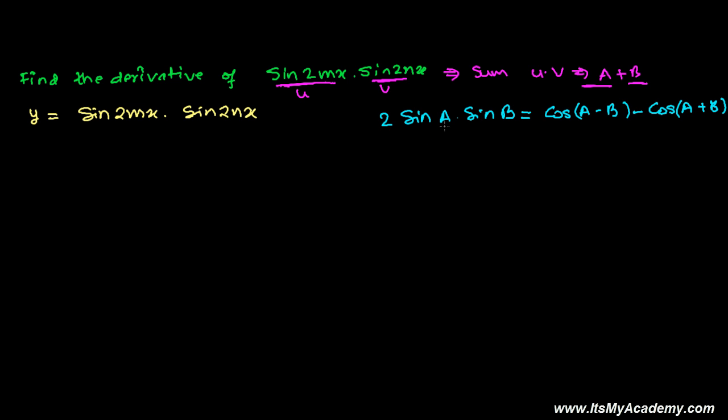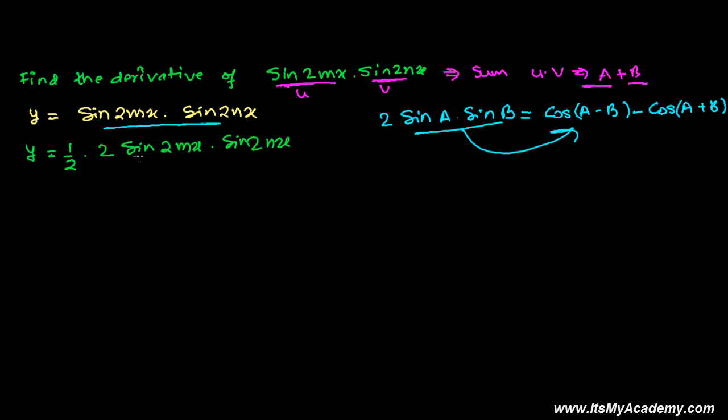So it means we can convert sine a times sine b, the product form, into the sum form. And now it is easy to find the derivative of cos(a minus b) and minus cos(a plus b). So we'll also try to convert this into the form of a sum, exactly like this. For that we need to multiply by 2. We don't have the 2, so we'll write half times 2 sine 2mx times sine 2nx.